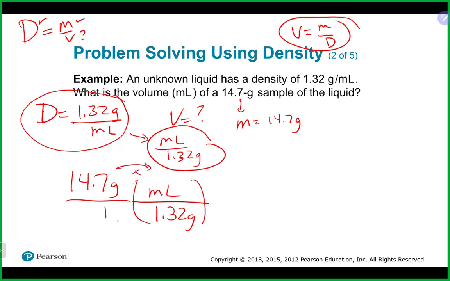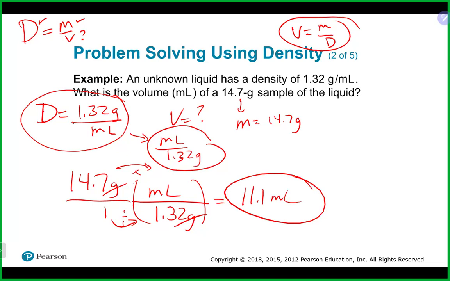And I know in dimensional analysis, multiply top, divide the bottom, grams cancel, gets us 14.7 divided by 1.32, and we're going to end up with 11.1 milliliters in this case. Sig fig wise, 3 sig figs there, and also 3 sig figs there as well. Once again, obviously, if you just plugged and chugged into the equation, you should get the same answer. But you don't have to worry about the equation. You could take that approach, and it might be helpful.